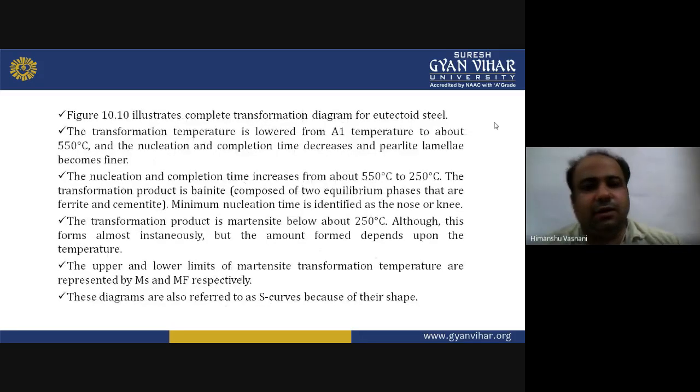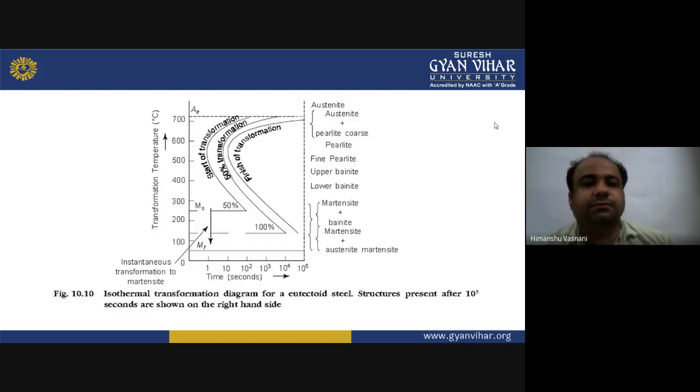The transformation product is also martensite below about 200 degrees centigrade. Although it forms almost instantaneously, the amount formed depends upon the temperature. The upper and lower limits of martensite formation temperature are represented by MS and MF respectively. These diagrams are also referred to as S curves because of their shape.